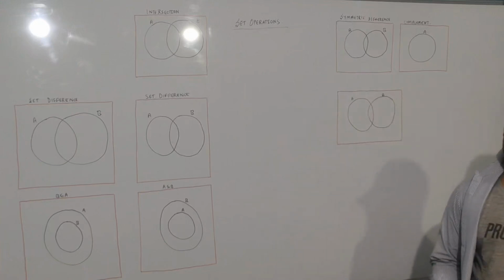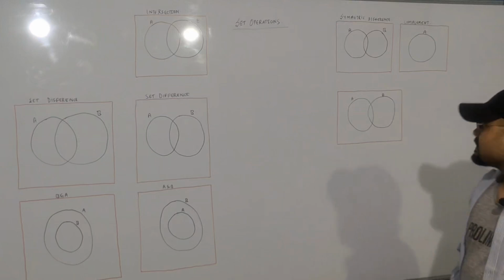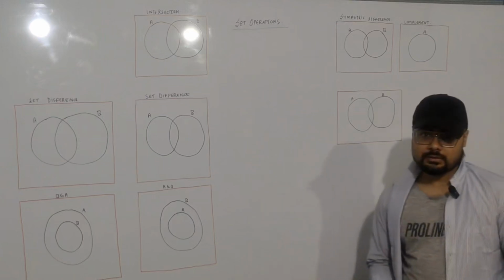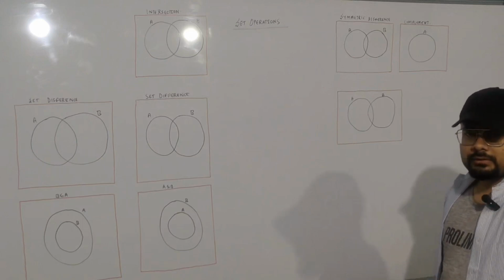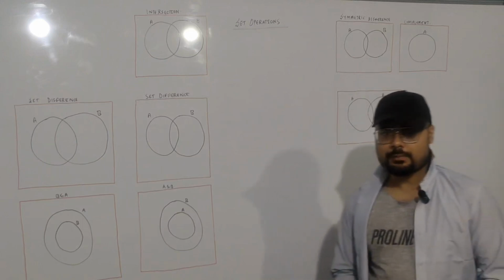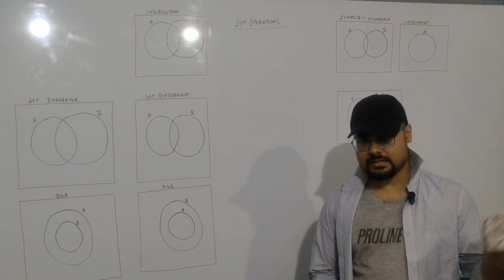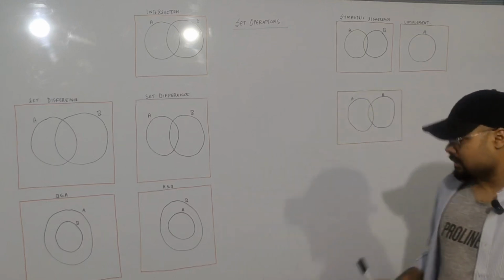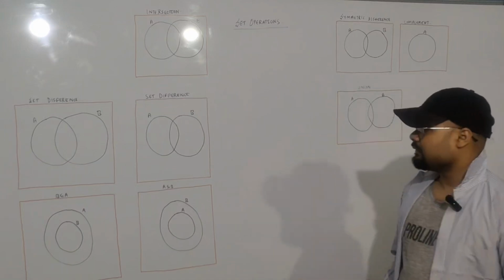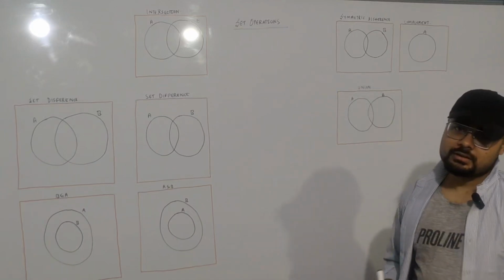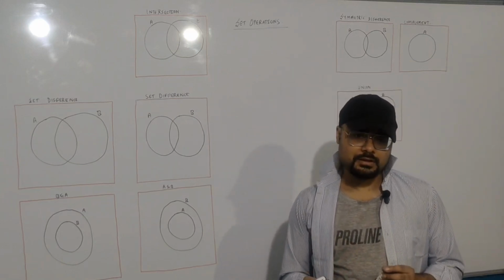Now we will look into different set operations like union, intersection, set difference, symmetric difference, and complement. Some of these operators are binary operators, except one, which is complement. Complement is a unary operator, meaning the operator is applied on a single set. But other operators like intersection, union, set difference or symmetric difference are binary because they are applied on two different sets.